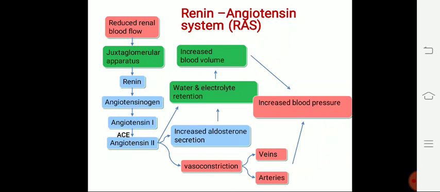So angiotensin 2 indirectly causes the water and electrolyte retention. Second function of angiotensin 2 is the water and the electrolyte retention. Angiotensin 2 directly or indirectly causes the retention of salt and water. When there is retention of salt and water, increased blood volume is there, and less excretion of the salt and water. When there is increase in the blood volume, increase in the blood pressure occurs, or blood pressure comes toward the normal level. So this mechanism is known as the renin-angiotensin system, and it is mainly operated by the kidney.